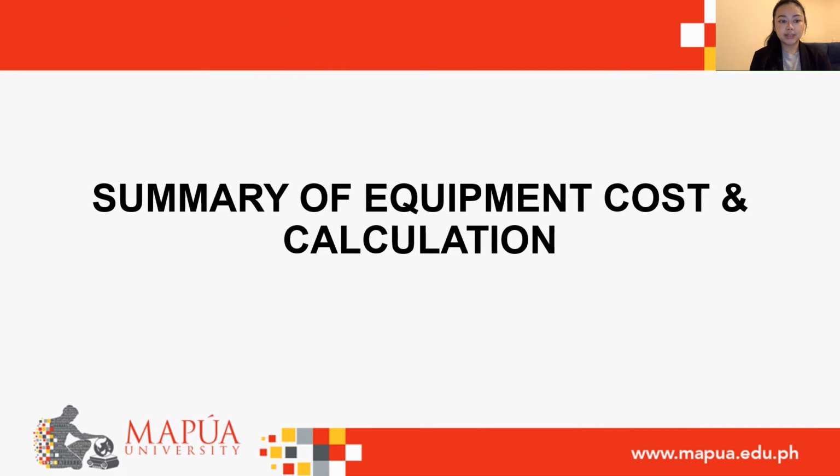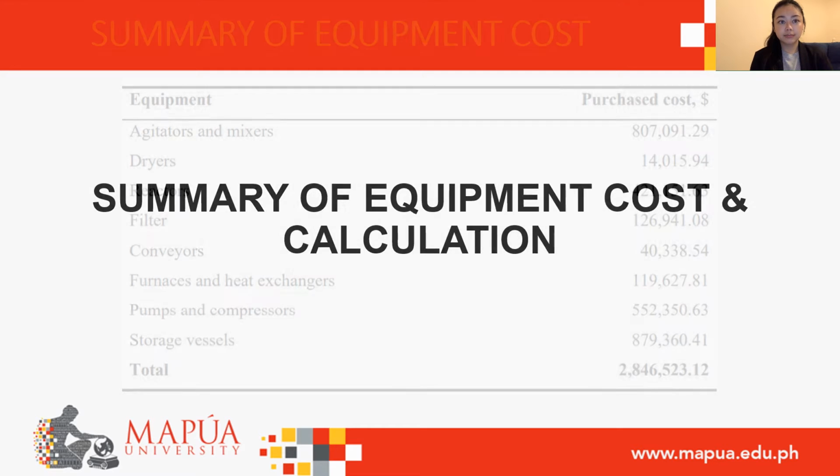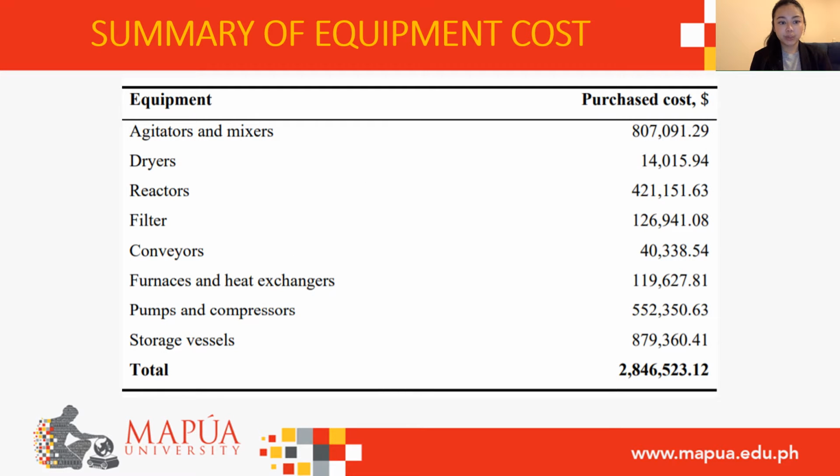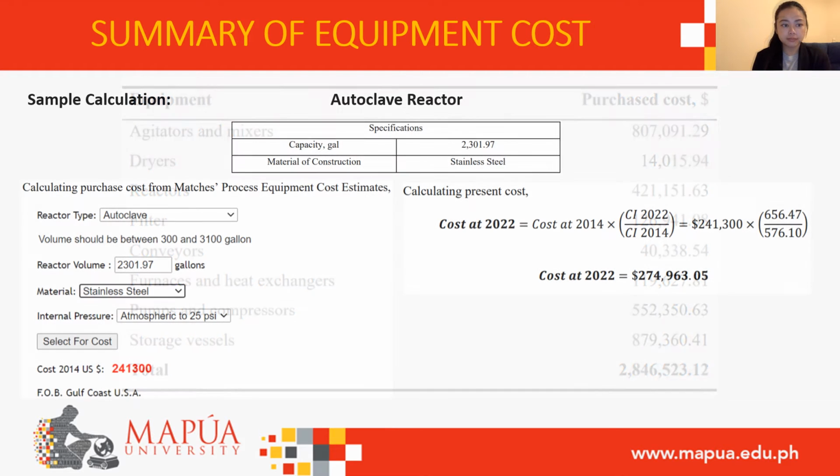Moving on, I am Maria Teresa Adera and will present the summary of equipment cost and calculation. A tabulated summary of equipment cost is shown on the table. The total cost for the equipment is $2,846,523.12, which covers the cost of the 3 reactors, pumps, storage vessels, conveyors, filter, compressors, and heat exchangers.